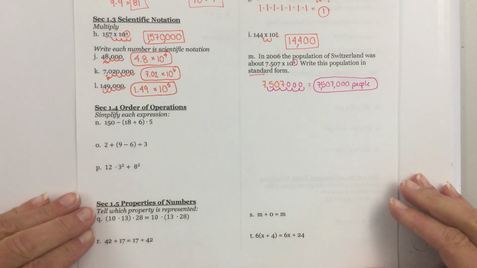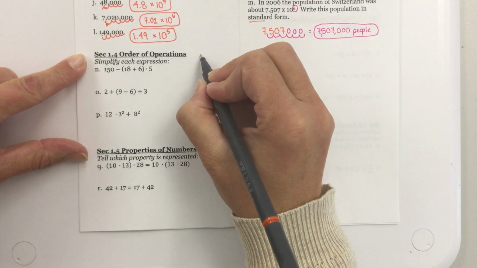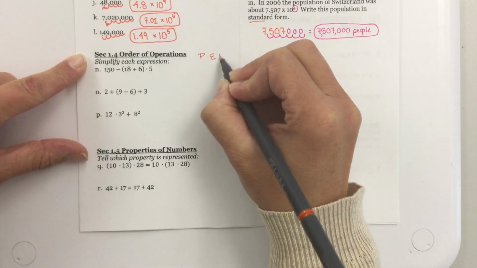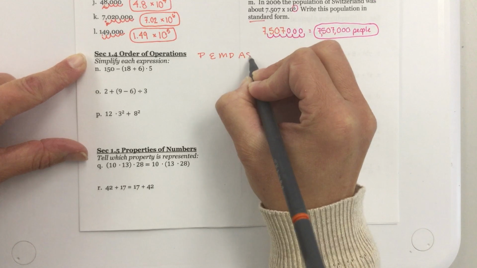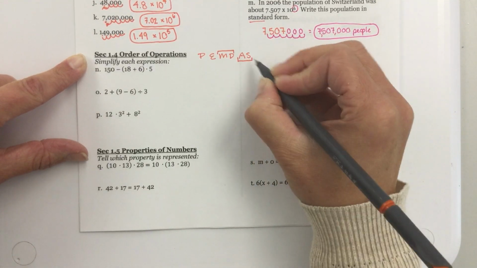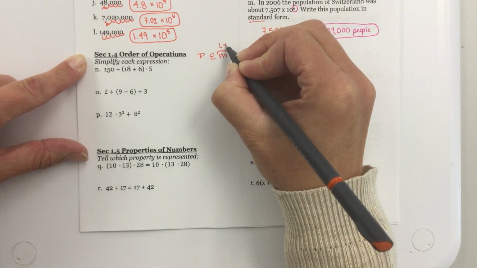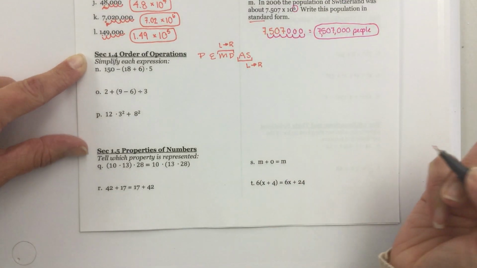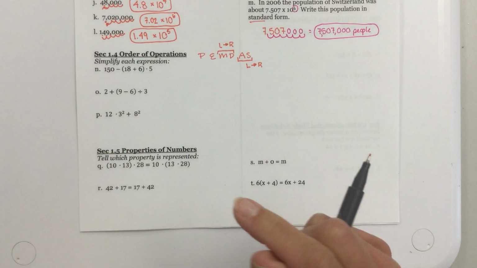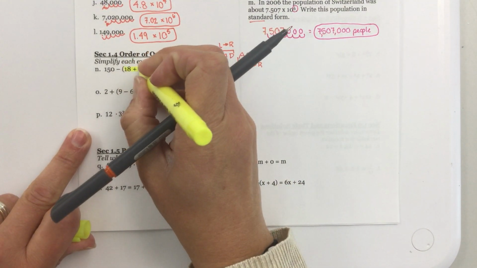Okay, so that was section 1.3. In section 1.4, we talked about the order of operations. Remember, that's please excuse my dear Aunt Sally. Remember that multiplication, division, and addition and subtraction, they always work left to right. Left to right. Okay, so in the problem, what would I do first? Peyton. The parentheses. So we're going to do what's in the parentheses first.